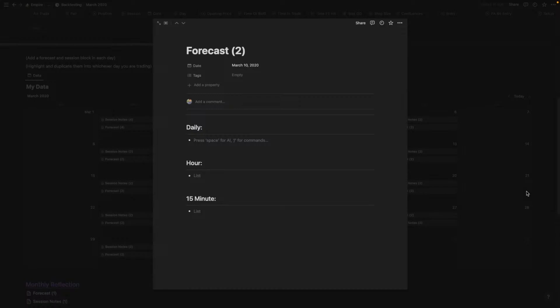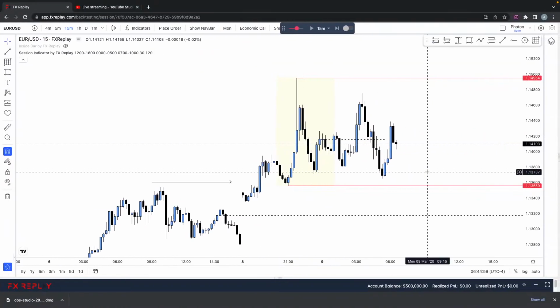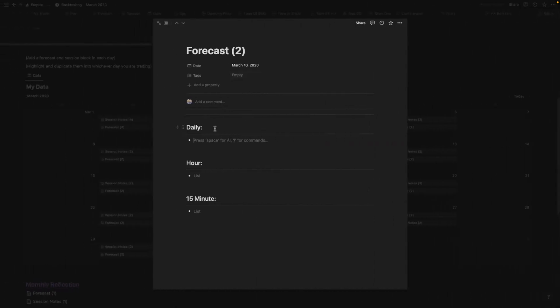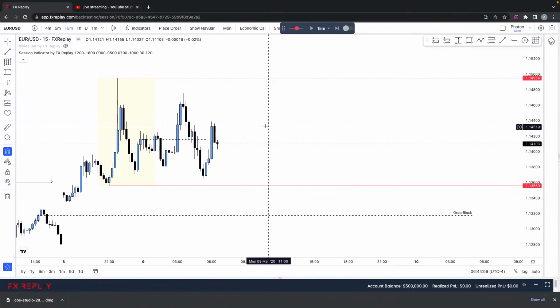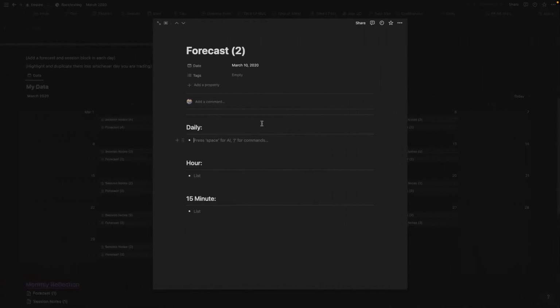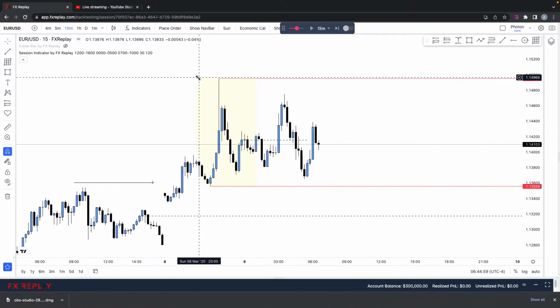Okay, well, let's start the backtesting. Currently doing, what is this? March 2020. So, yeah, let's go for it. So, 9th of March, 10th of March. Okay.